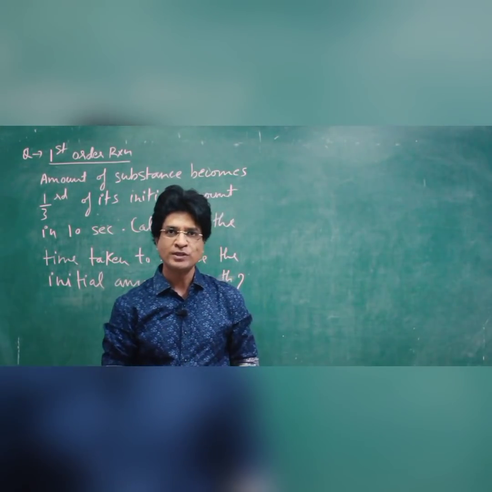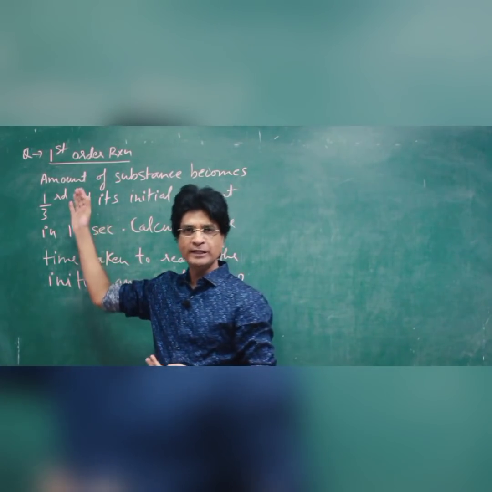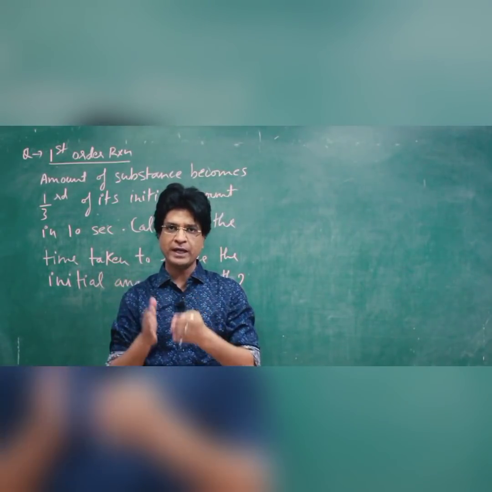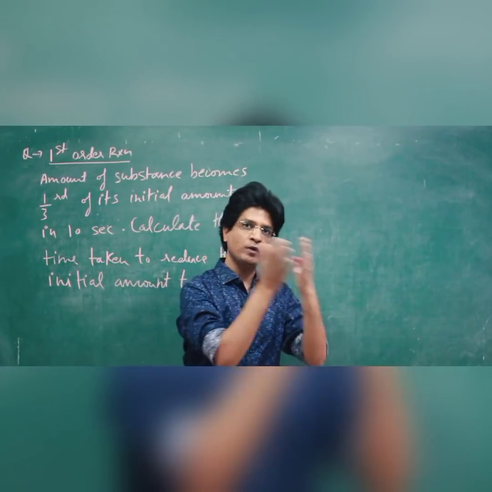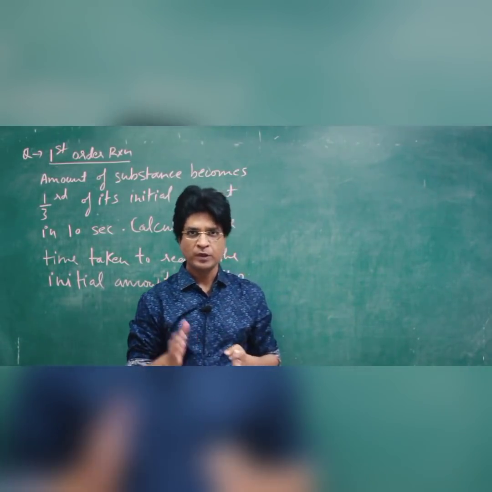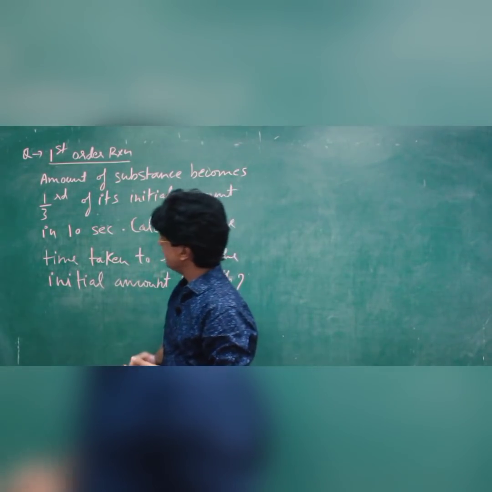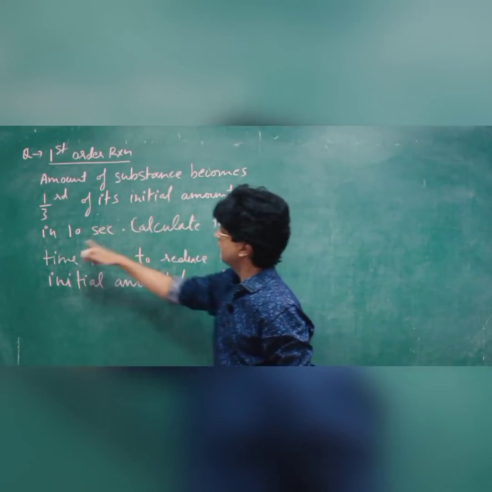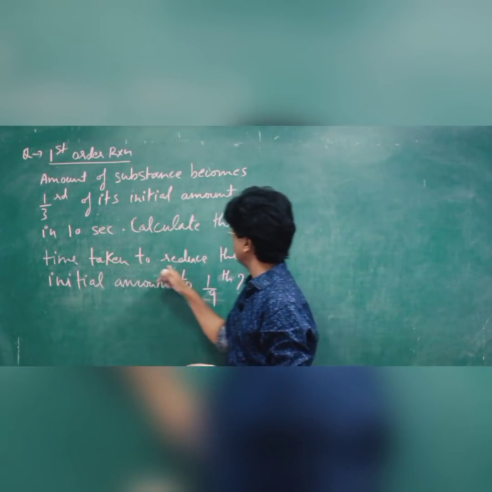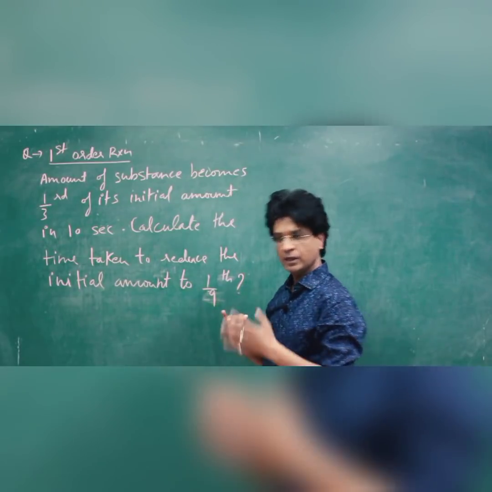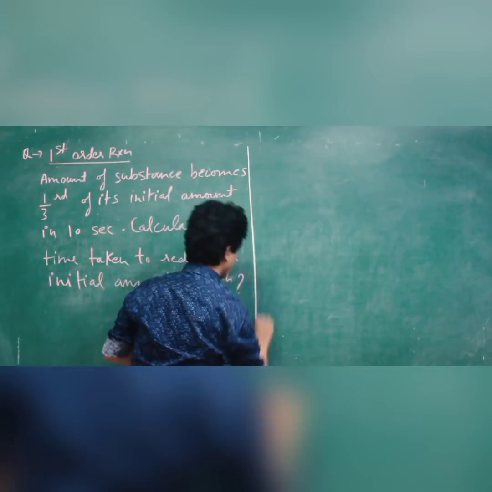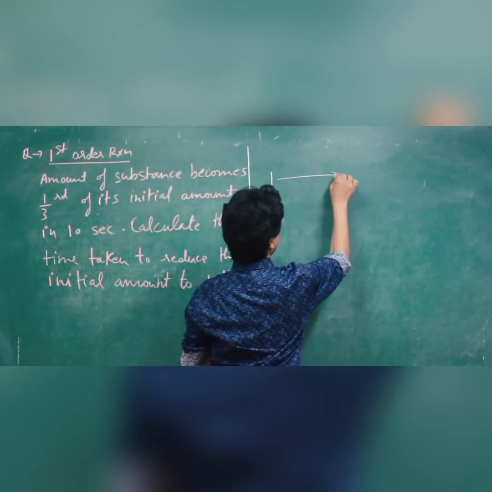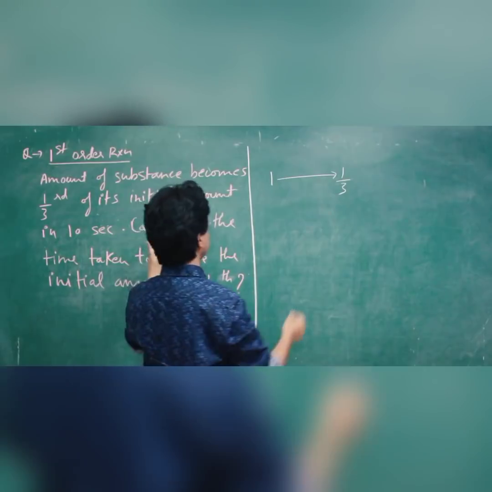Okay, students, I'd like to share a trick with you to solve these kinds of questions in one go. Remember that same amount or same fraction of reaction will need same amount of time to be completed. I'll explain that, but first read this question. Amount of substance becomes 1/3 of its initial amount in 10 seconds. Calculate the time taken to reduce the initial amount to 1/9. So let's take the initial amount as 1. It will become 1/3 in 10 seconds.